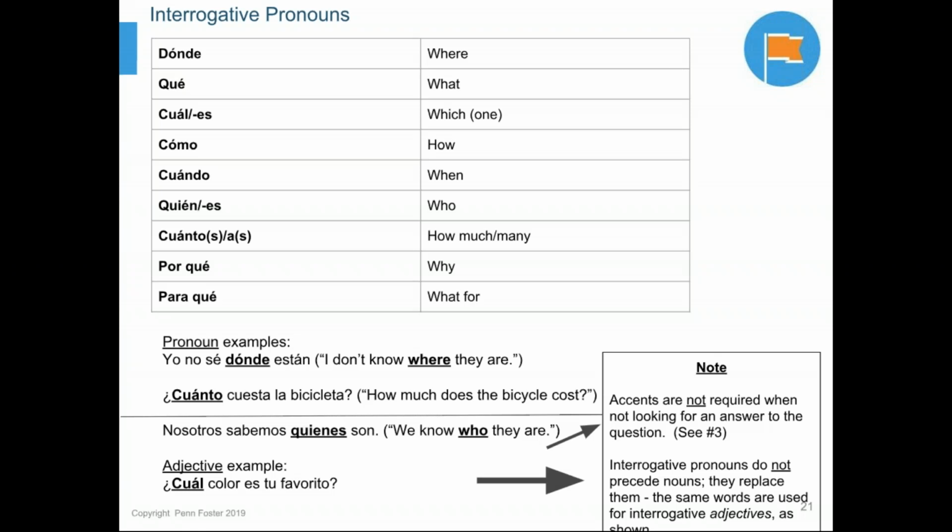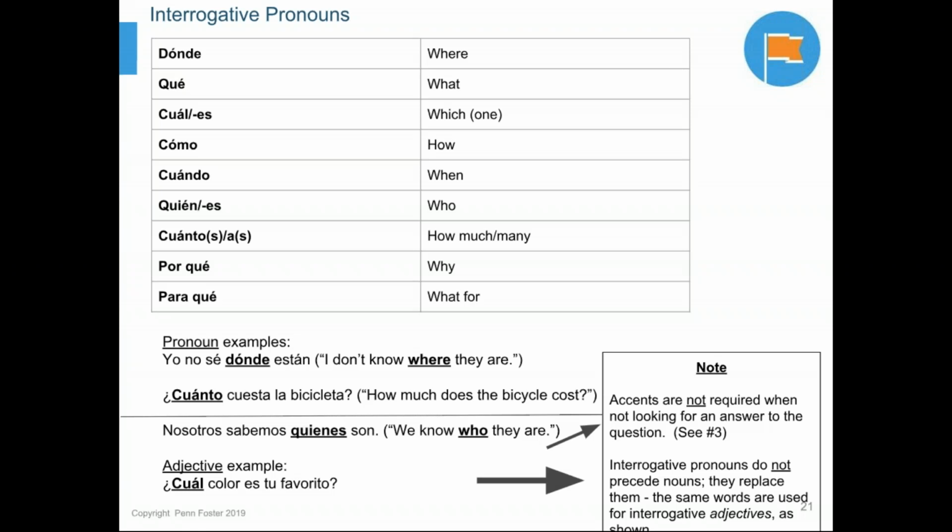Okay, the accent is not required when you're not looking for an answer, when you're not asking a question, as you can see in that example next to it. All right, the nosotros sabemos quiénes son. If we know who they are, we're not asking who they are, we're not implying we don't know who they are. If it's factual, we do know, the accent is removed.